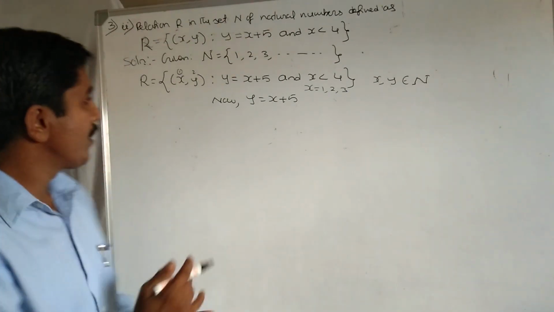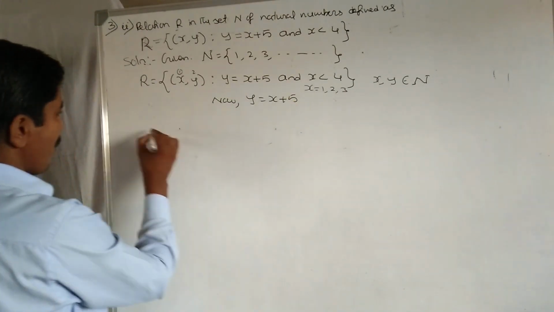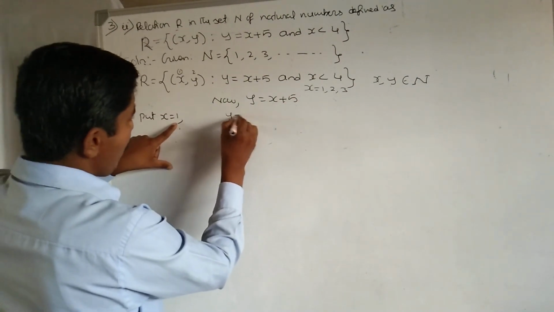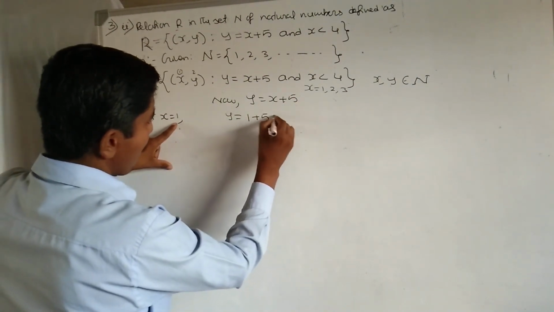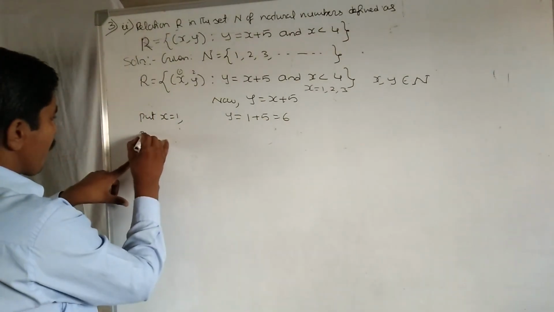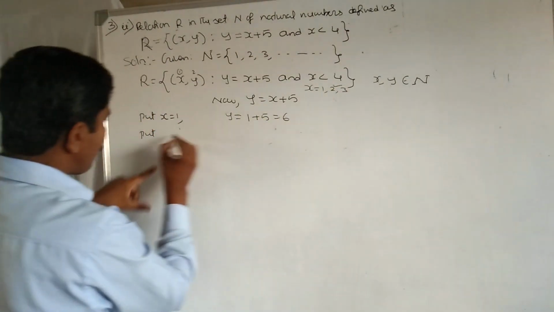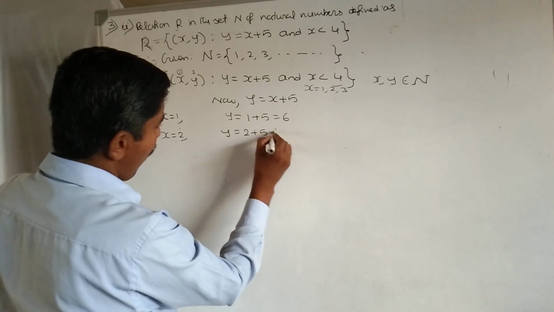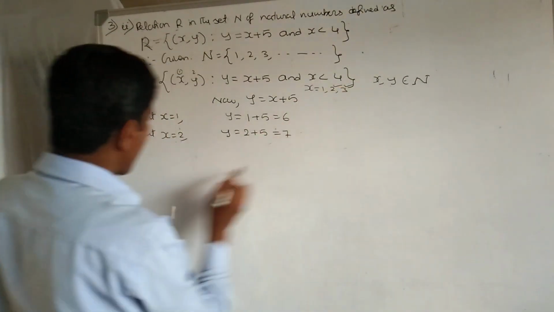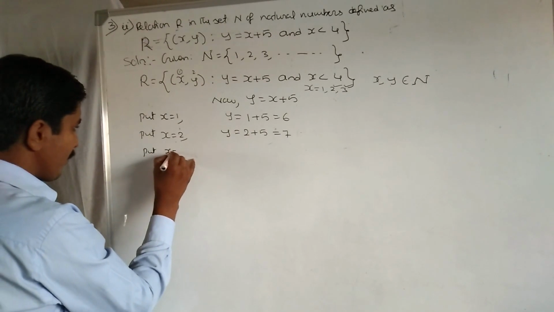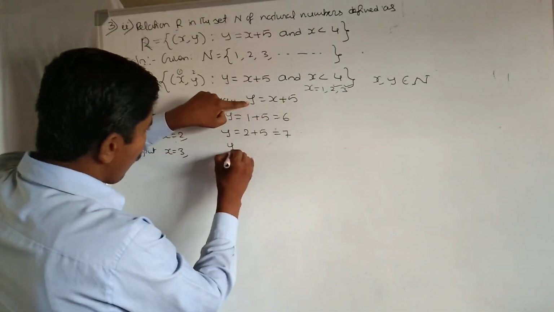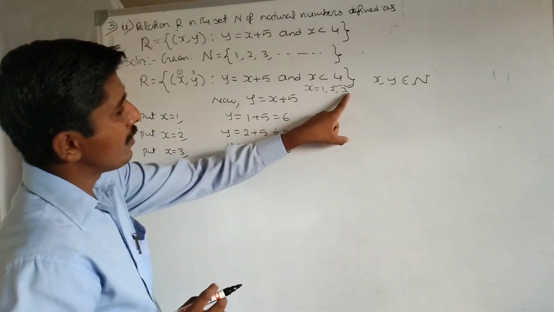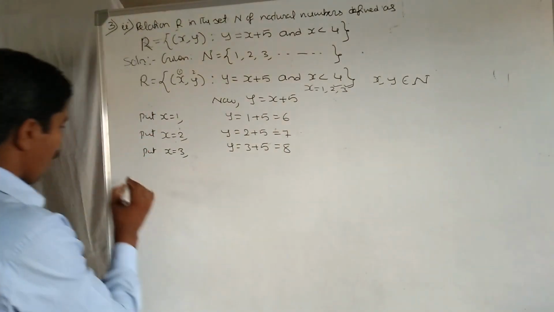Here put x equal to 1, y equal to 1 plus 5, 6. Next put x equal to 2, y equal to 2 plus 5, 7. Next put x equal to 3, y equal to 3 plus 5, 8. Only 3 x values, 1, 2, 3. That's it. Now write the relation.